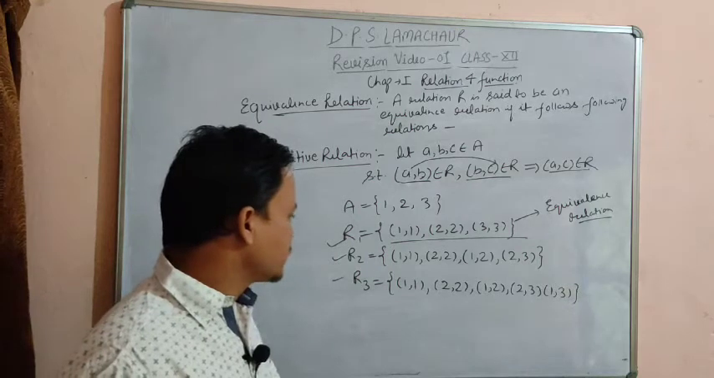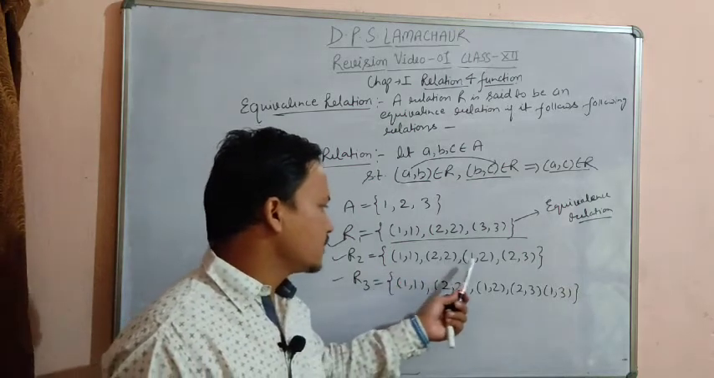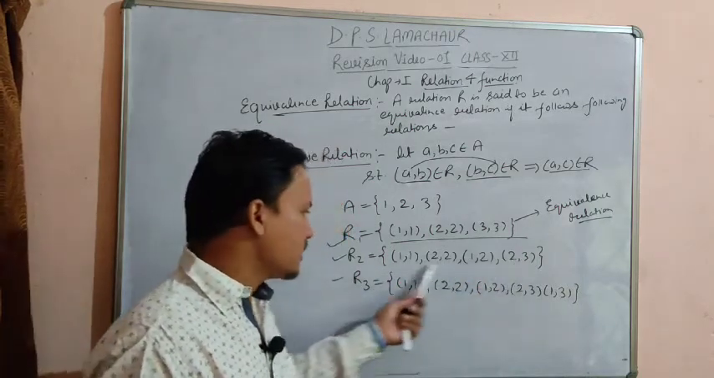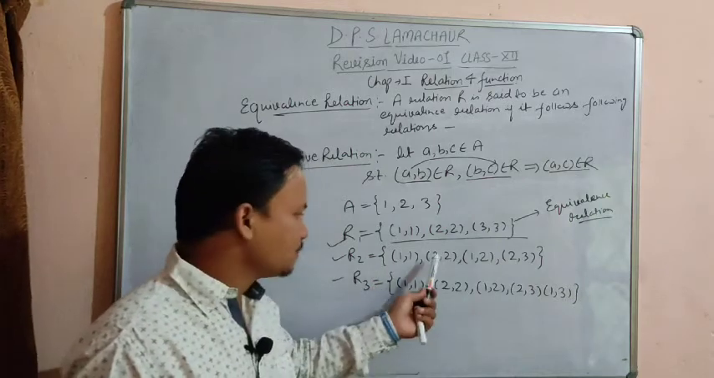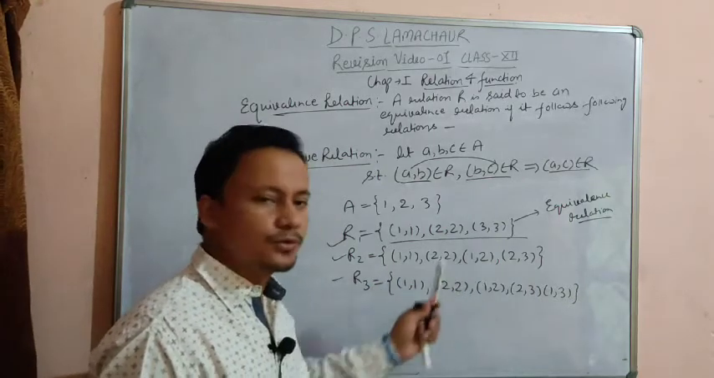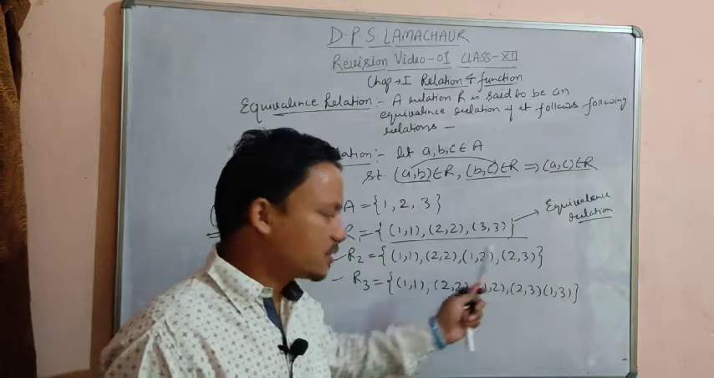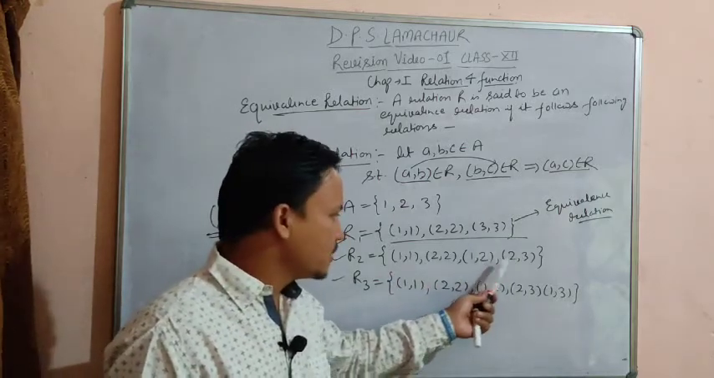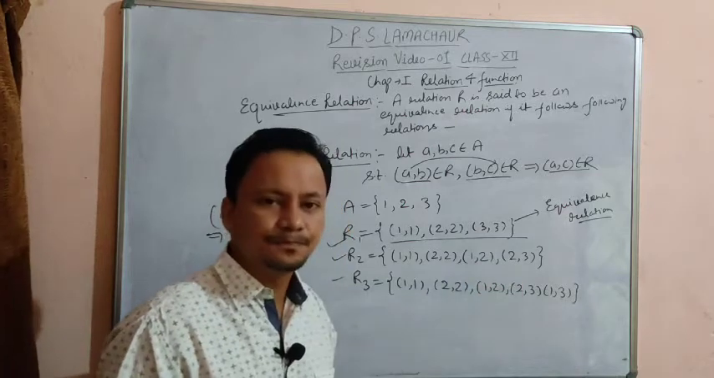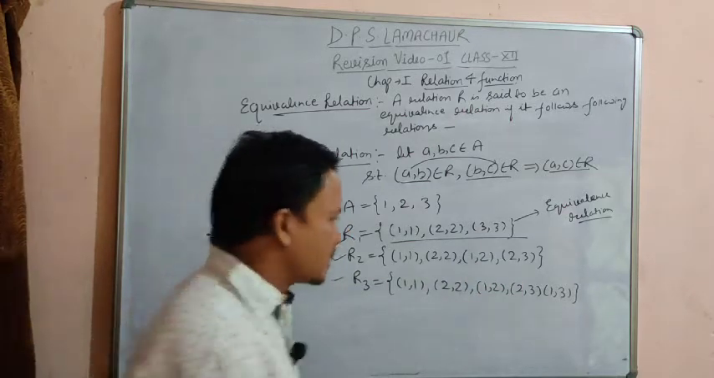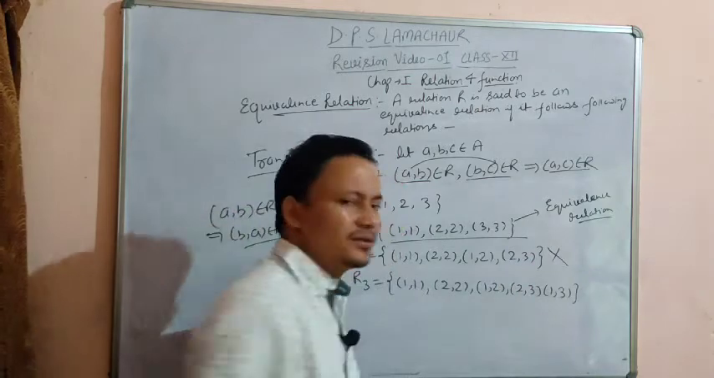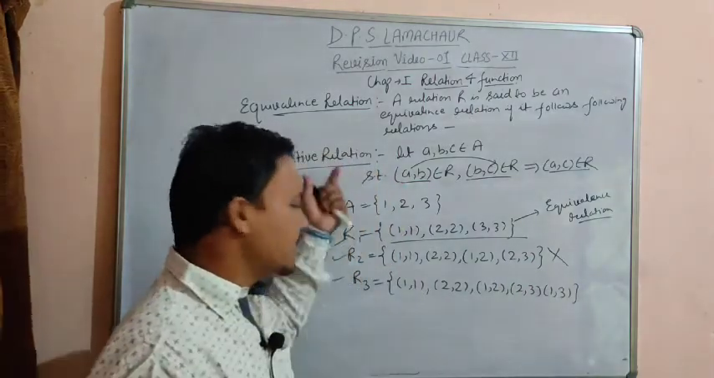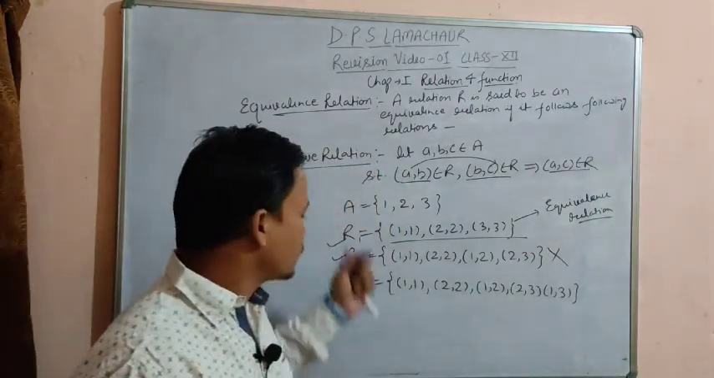Now coming to relation second, 1 1 is here, 2 2 is here, 1 2 is here, 2 3 is here. So this relation is neither reflexive nor symmetric, because 1 2 is here, so 2 1 is not here, 2 3 is here, 3 2 is not here, and neither is it transitive, because 1 2 is here, 2 3 is here. So what about 1 3? That's why it is not a transitive relation, because we are checking here about transitive relation.